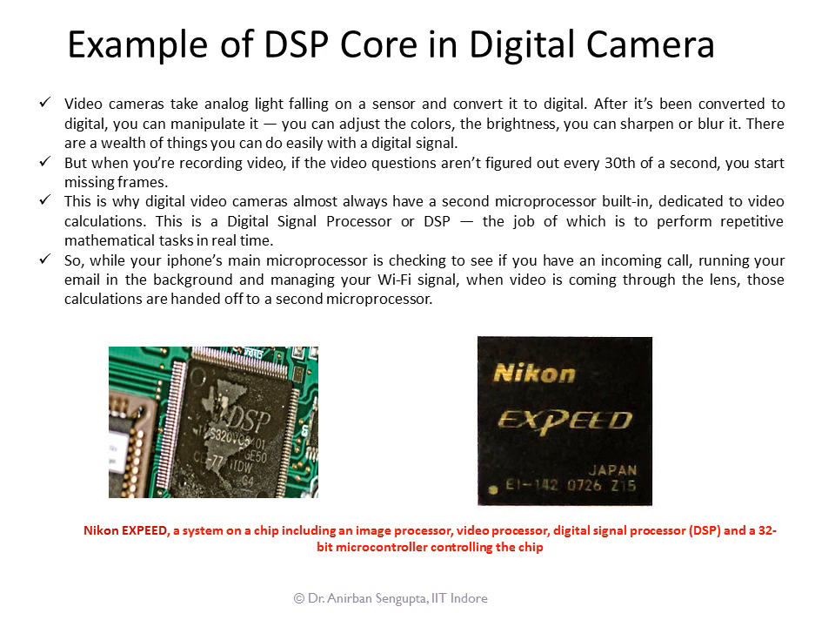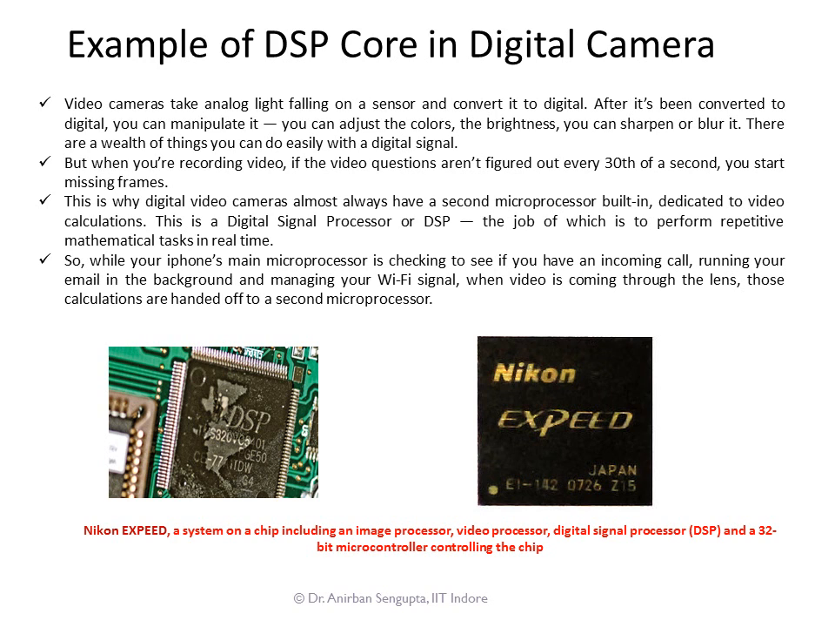Just to talk a bit more about this, video cameras take analog light falling on a sensor and convert it into digital. When you're recording a video, if the video calculations aren't figured out in every 30th of a second, we start missing frames. So these video cameras almost have an inbuilt second processor along with the existing microprocessor, which we call a coprocessor, which is responsible only for performing repetitive data calculations, data-crunching algorithms, or power-hungry algorithms on that particular device.